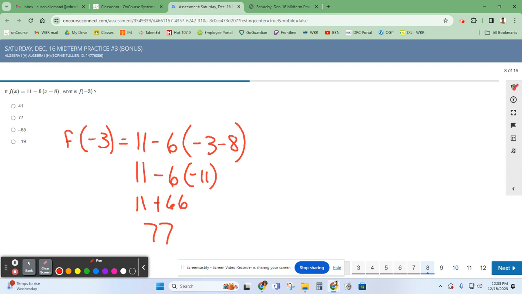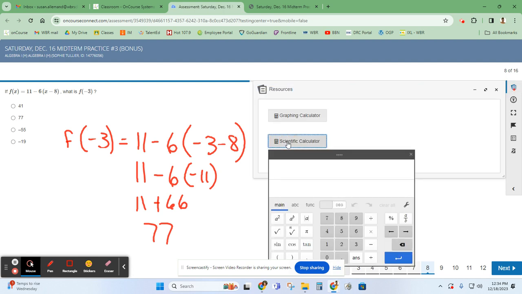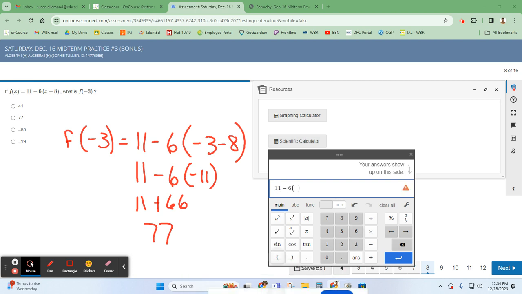Just to show you how to do this in a calculator, because I want to make sure that y'all know how to use all of the resources that are available. So I'm just going to use the scientific calculator. So I'm going to say 11 minus 6, open parentheses, x minus 8, but in place of that, I'm going to put -3 minus 8. And with that, I get 77. See? Good. Okay.